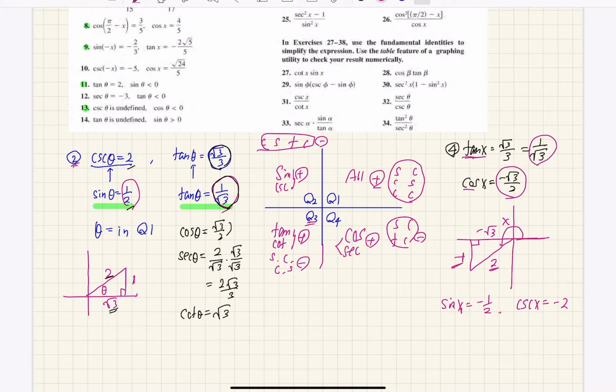And then cosine is given. What is secant? Secant x is the reciprocal of -√3 over 2, which is -2 over √3. Rationalize. So -2 square root of 3 over 3. That's secant. And tangent is given. Cotangent is square root of 3. Cotangent should be positive because tangent is positive. All right.